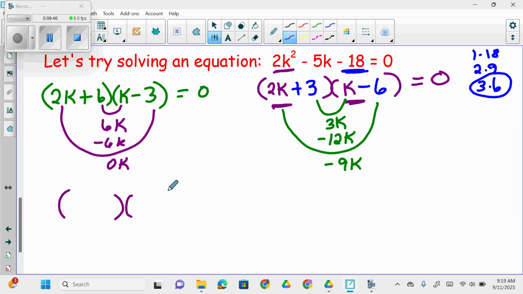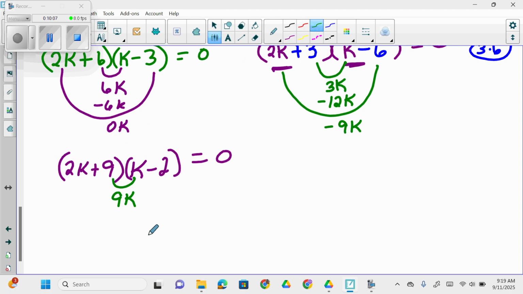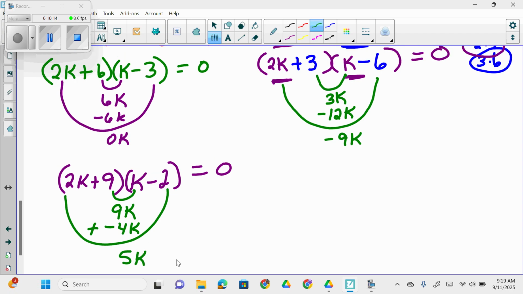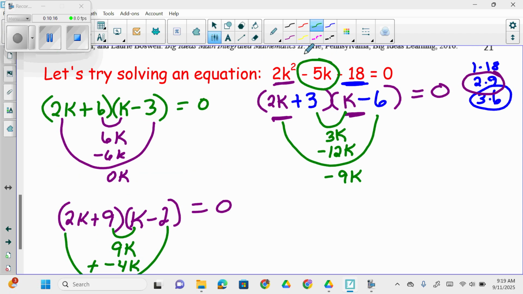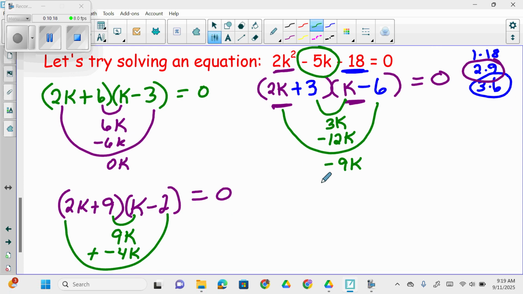So I'm not having much luck on this one, but I'm going to try it again. So 2 new sets of parentheses. 2k, k. I'm going to put a plus and a minus. And this time I'm going to try the 9 and the 2. I multiply the middle. I multiply the outside. I add them together. And I got positive 5k.